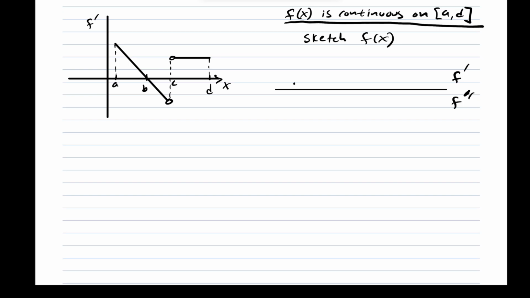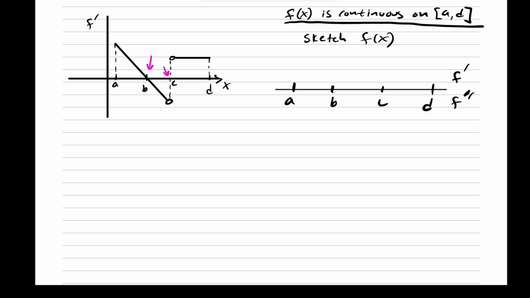Okay? Now the relevant points to me, it starts at A. We know we got B, we have C, something's going on at C, and then it ends at D. Now I want to point out, B and C are critical points. The derivative is 0 at B, and the derivative doesn't exist at C.